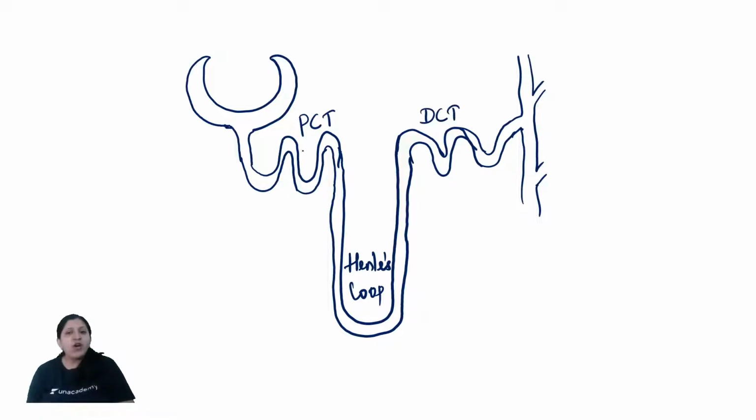Why do we call it a PCT and a DCT? Yes, I'll explain that. PCT is the proximal convoluted tubule. What is the meaning of this?